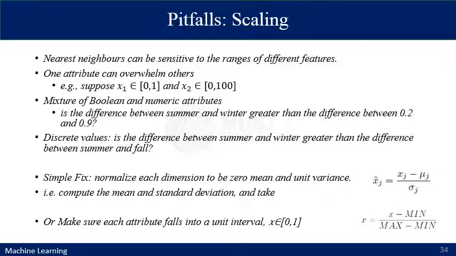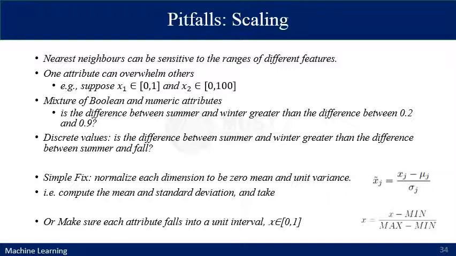So how will you be able to classify that the difference between summer and the winter is greater than the distance between 0.2 and 0.9? Therefore, you have to use the same scaling for the nearest neighbors. Also, in the discrete values, the difference between the summer and the winter is greater than the distance between the summer and the fall. So you have to use some ordinal values to overcome these scaling problems.